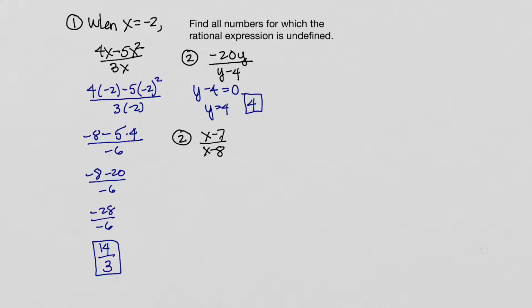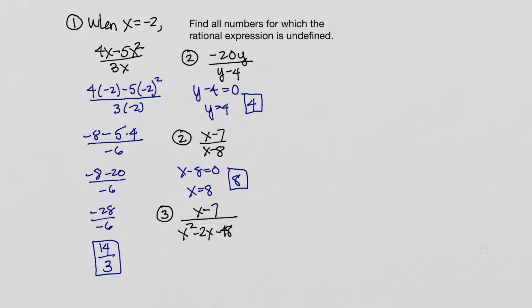In number 2, what values of x will make this expression undefined? Well, we don't have to worry about the numerator, right? Numerators can be 0. We just don't want the denominator to be 0. So let's set that denominator equal to 0 and solve. So another simple little equation again, we'll get 8. But remember what the question says. It says find all numbers for which the expression is undefined. We solved our equation. We got 8. So the number, though, is just 8.